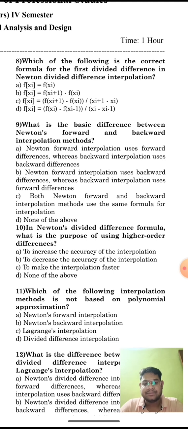Question number 10. In Newton's divided difference formula, what is the purpose of using high order differences? The options are option A. To increase the accuracy of the interpolation. Option B. To decrease the accuracy of the interpolation. Option C. To make the interpolation faster. Option D. None of the above. The correct answer is option A. To increase the accuracy of the interpolation.